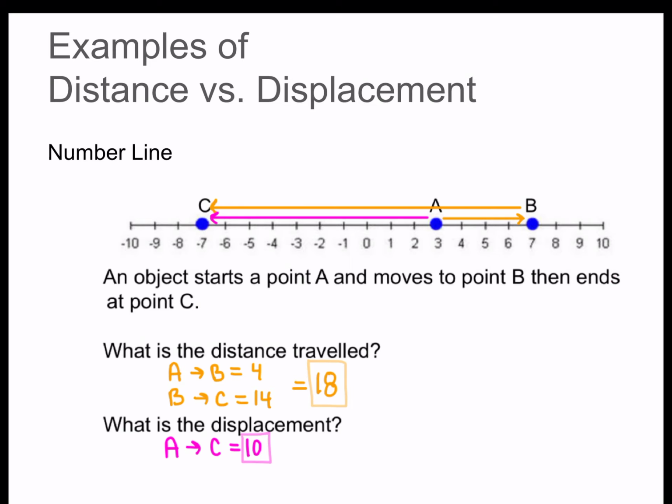Here's an example of distance and displacement on a number line. So the object travels from A to B to C. To determine the overall distance, we are looking at the orange lines. So going from A to B and then adding that to the B to C distance for a total of 18. But the displacement is just the distance between the start, which is A, and the end, which is C, which is 10.